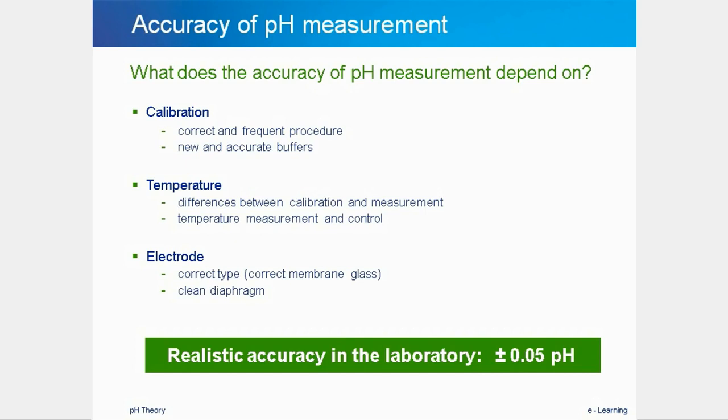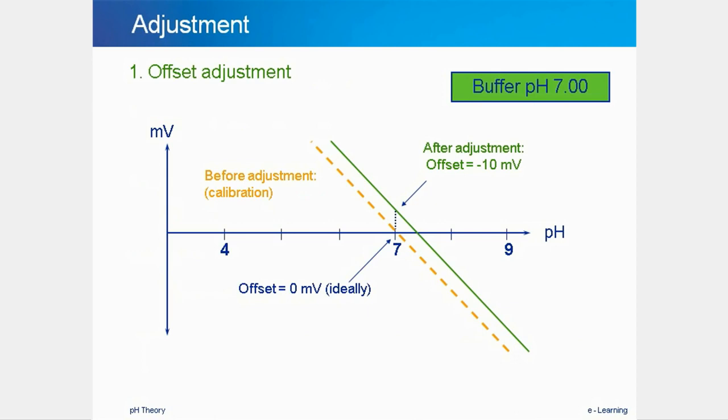The last factor in determining the accuracy of the measurement is the electrode itself. It should be a suitable electrode for the kind of measurements one wants to perform, and the diaphragm should be clear during the measurement as well. All in all, an accuracy of plus minus 0.05 pH units should be achievable.